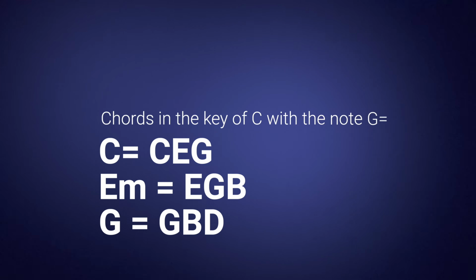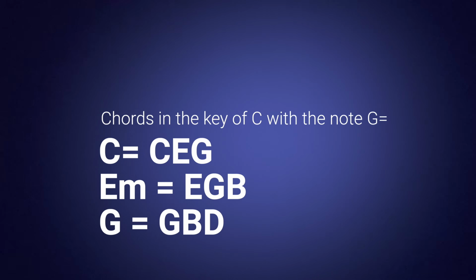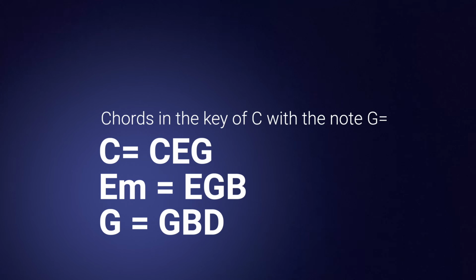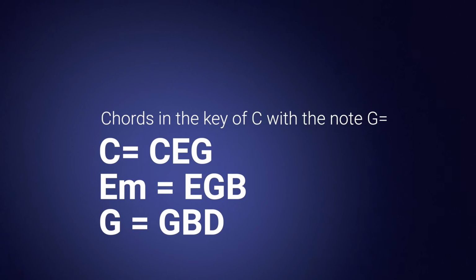For example, if the chord is C and the melody note is G, well, G is the 5th of C, so we need a C chord with a G on top. And that melody note could also be harmonized by any other chord that contains a G. Things like G major and an E minor would be good places to start.